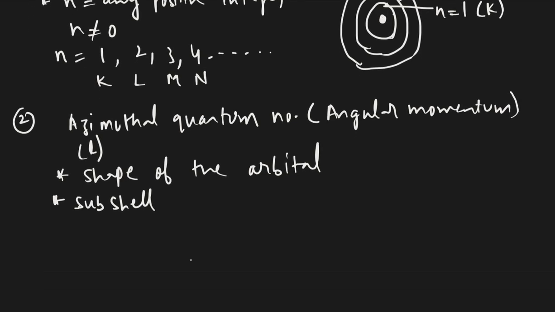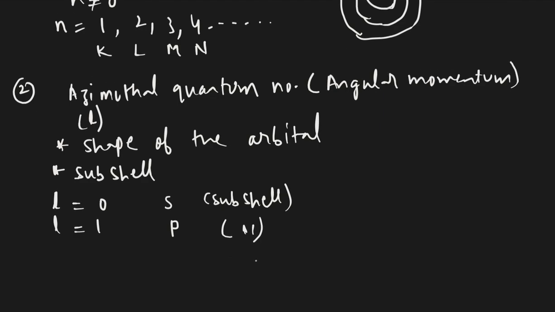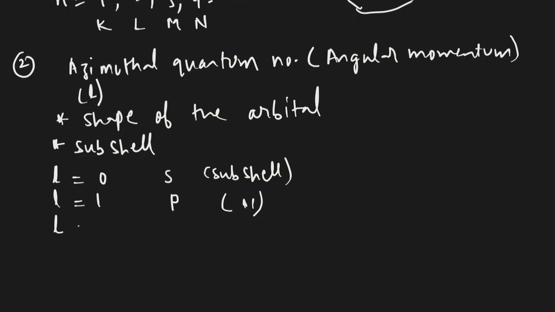Okay, and I'll give you an example. For example, if l is 0, that is called the S subshell. When l is 1, that is called the P subshell. When l is 2, that is called the D subshell. Okay, and when l is 3, that is called the F subshell.